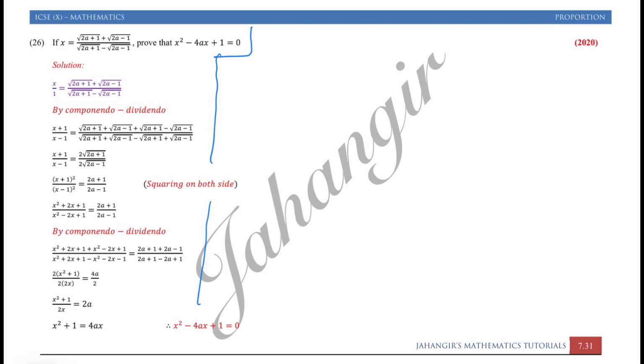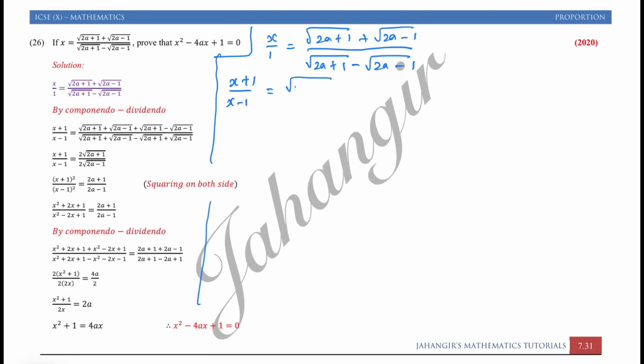It's the same question. We have x by 1, that is equal to root of 2a plus 1 plus root of 2a minus 1 upon root of 2a plus 1 minus root of 2a minus 1. This sum, same question, we did in exercise B. So here we will do again x plus 1 upon x minus 1. This is by componendo dividendo.